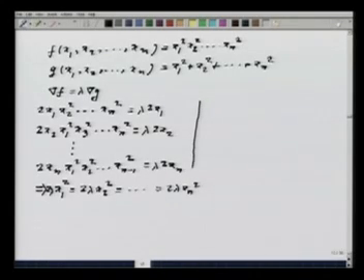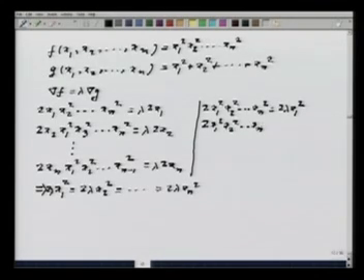Because if I multiply the first equation with x1, I get 2 times x1 square, x2 square up to xn square equals 2 lambda x1 square. The second equation I multiply with x2 on both sides, I get 2 x1 square, x2 square up to xn square, that is 2 lambda x2 square. I go on doing this. The last equation I multiply by xn on both sides, and I get twice x1 square, x2 square up to xn square equals twice lambda xn square.